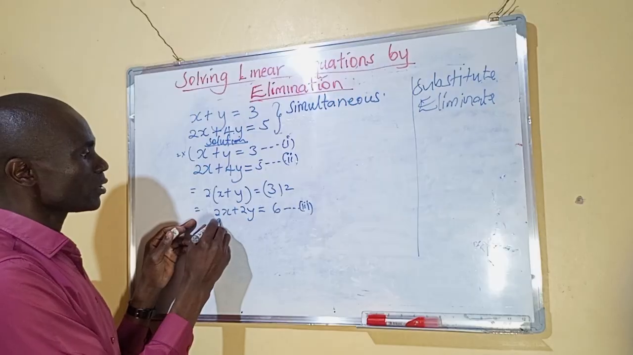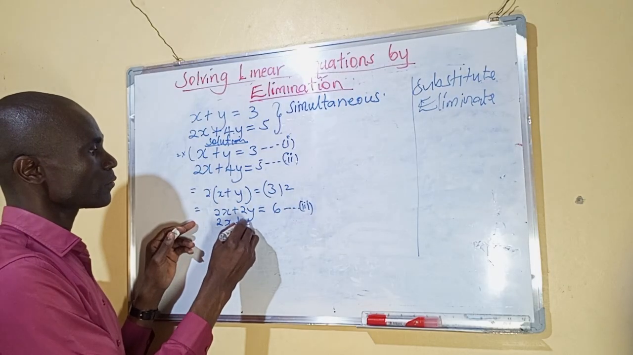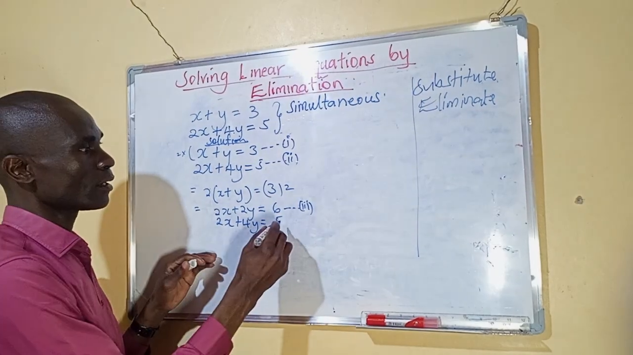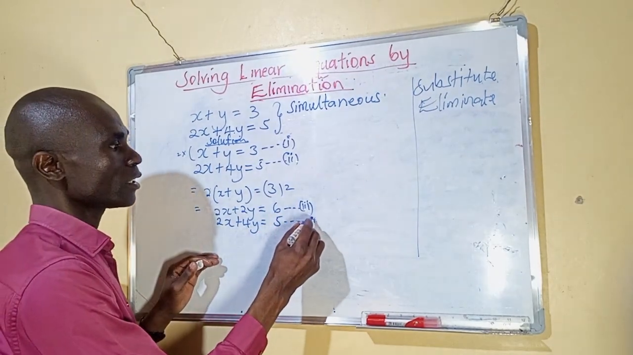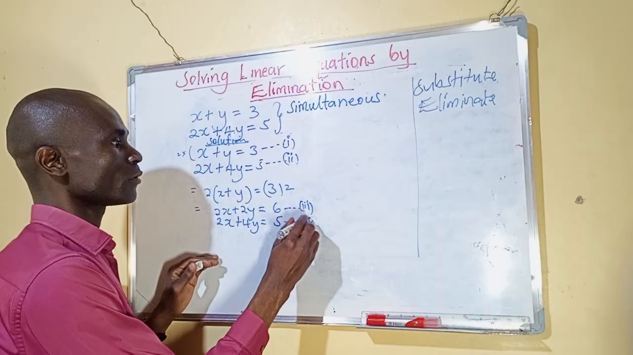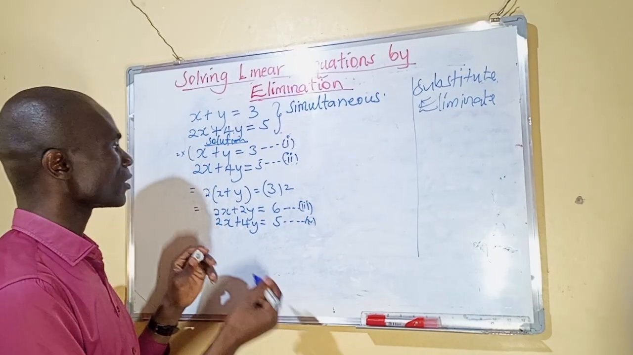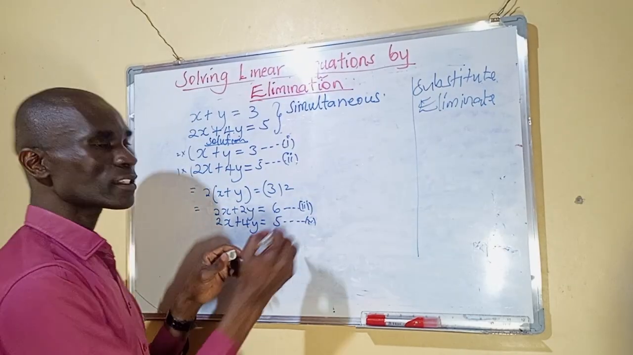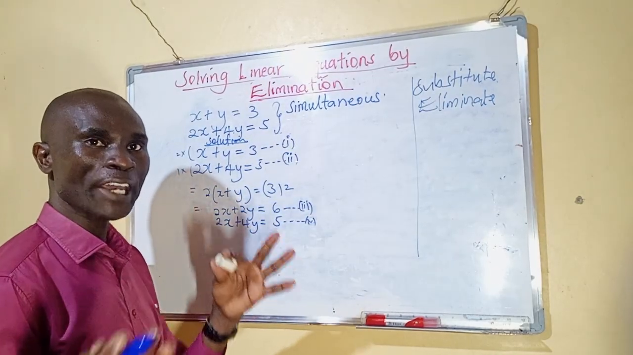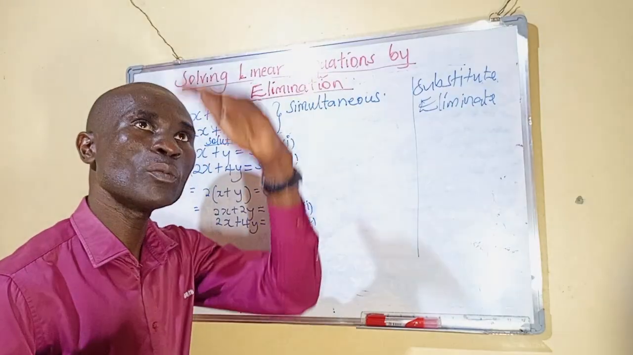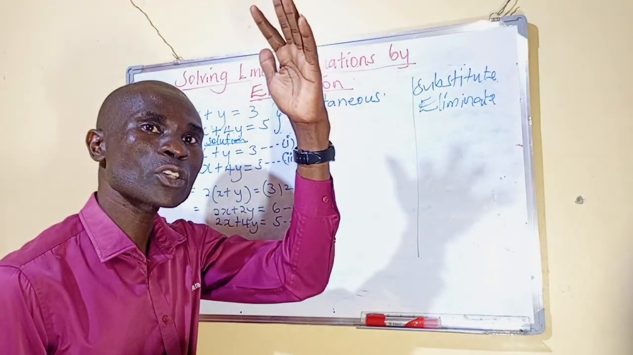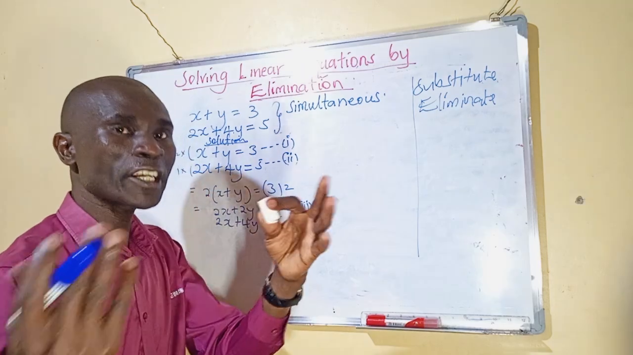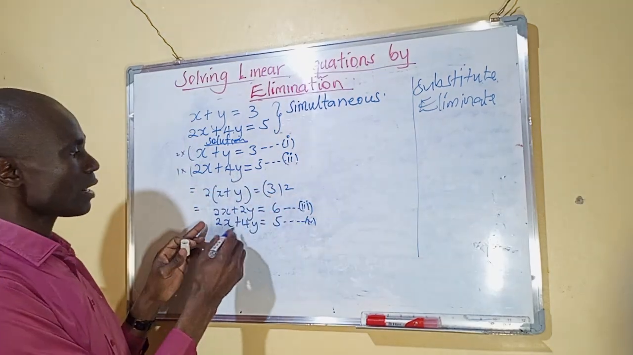Then this one is 2x + 4y = 5. It is retained. That's our equation 4. We are just retaining it because we are multiplying this by 1. There are other cases where you'll multiply the upper equation by a different number, greater than 1. So in this case, we have this.